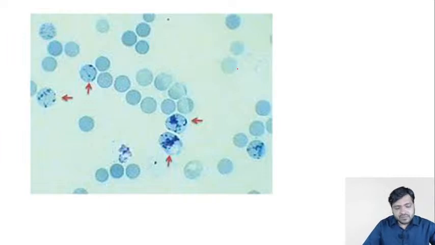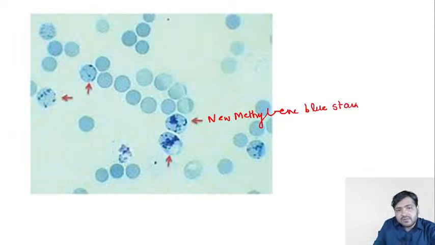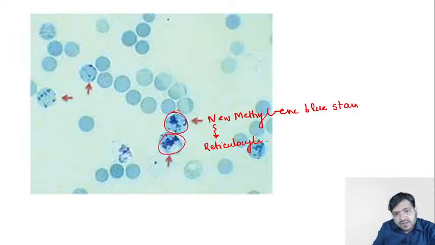Starting from the very basic, guys, you should remember that this is the new methylene blue stain. This particular staining is basically used for reticulocytes, and you can very well appreciate the reticulocytes over here, guys.